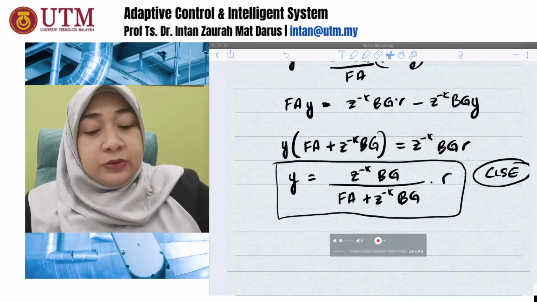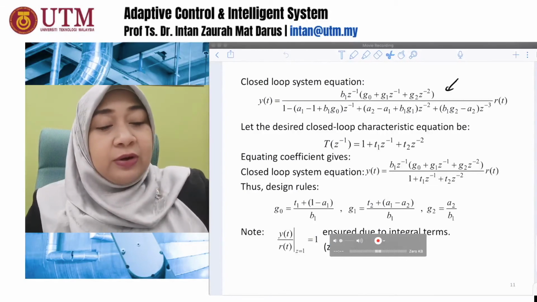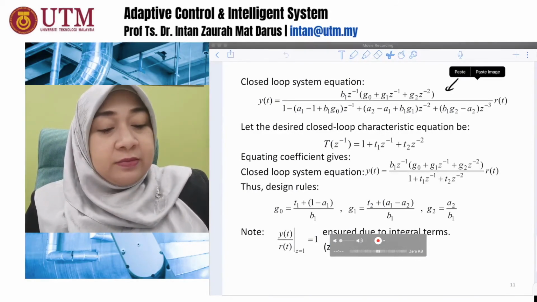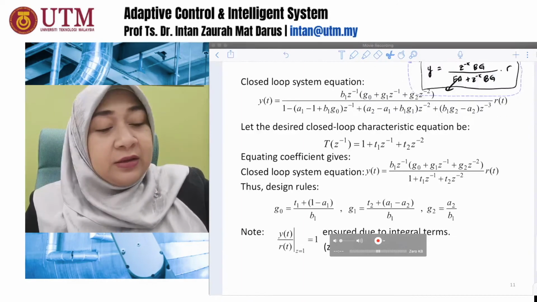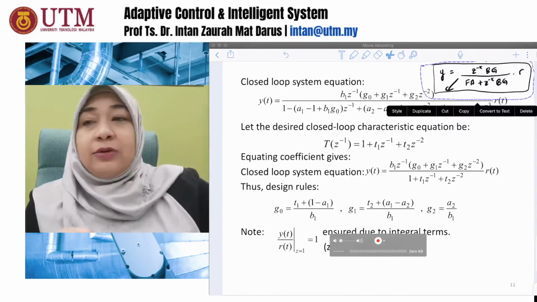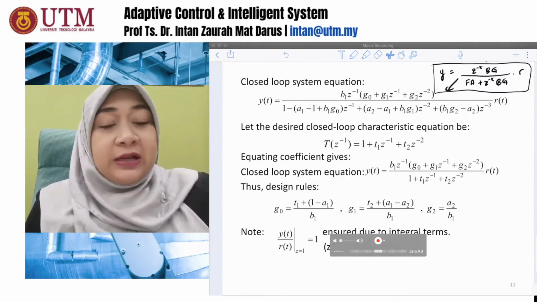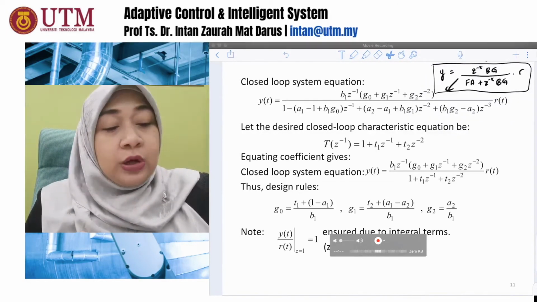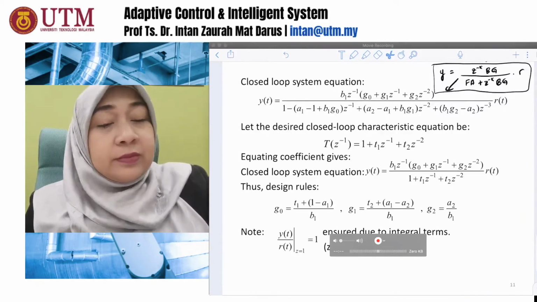Okay, so if you look at again, this is how I got it. How did I get it? I got it from that activity just now. That's what we've done, okay? All right, so that is actually coming from the equation that we have earlier. We derived it earlier. So you have your y and your r here, right?